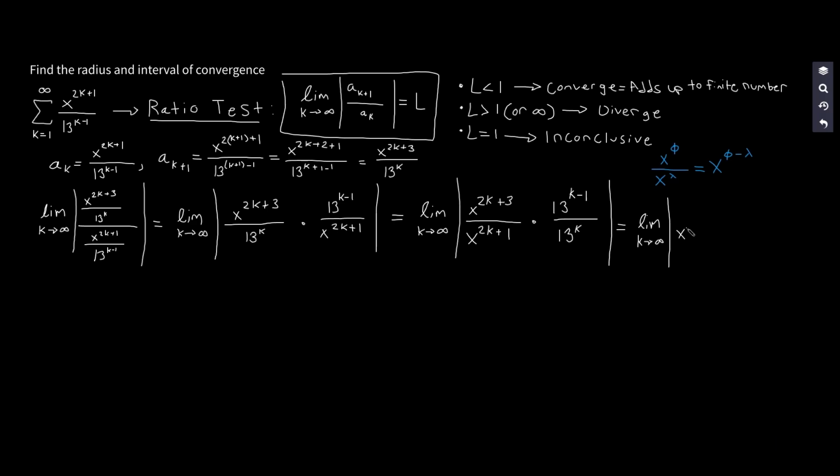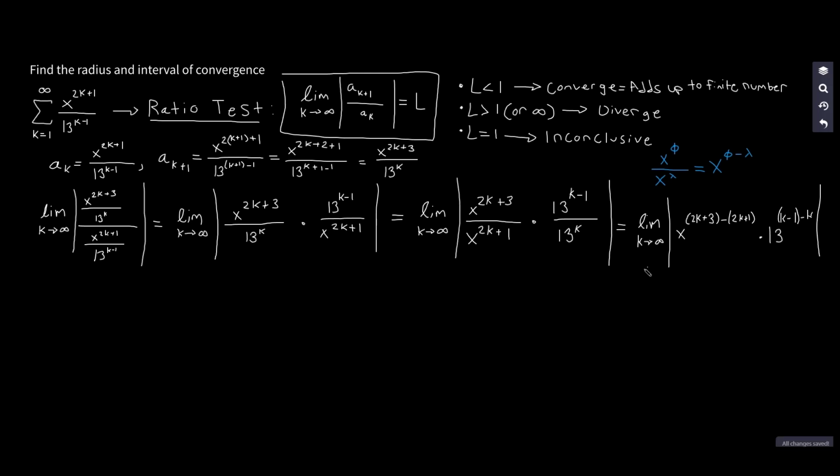So what will we have? x raised to the power of 2 times k plus 3 minus 2 times k plus 1. Well, and this is going to be multiplied to 13 raised to the power of k minus 1 minus k. And there should be some parentheses here.